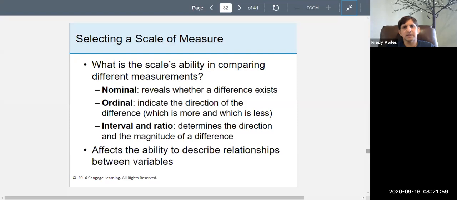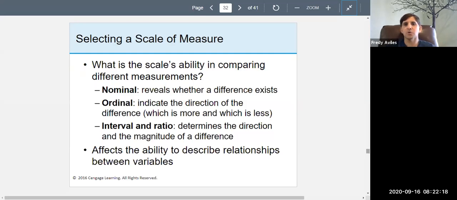So what is the scale's ability in comparing different measurements? I just mentioned this right now, but here it is again. With a nominal scale, it reveals whether you have differences, and that's all it does. There's a difference between males and females. That's all nominal tells you.